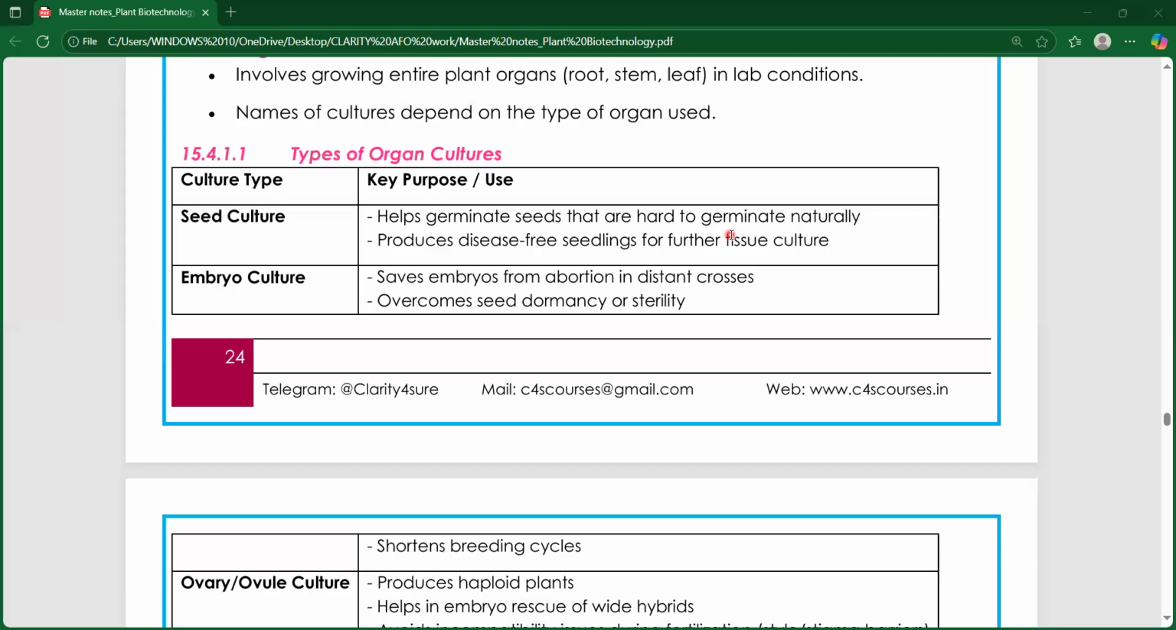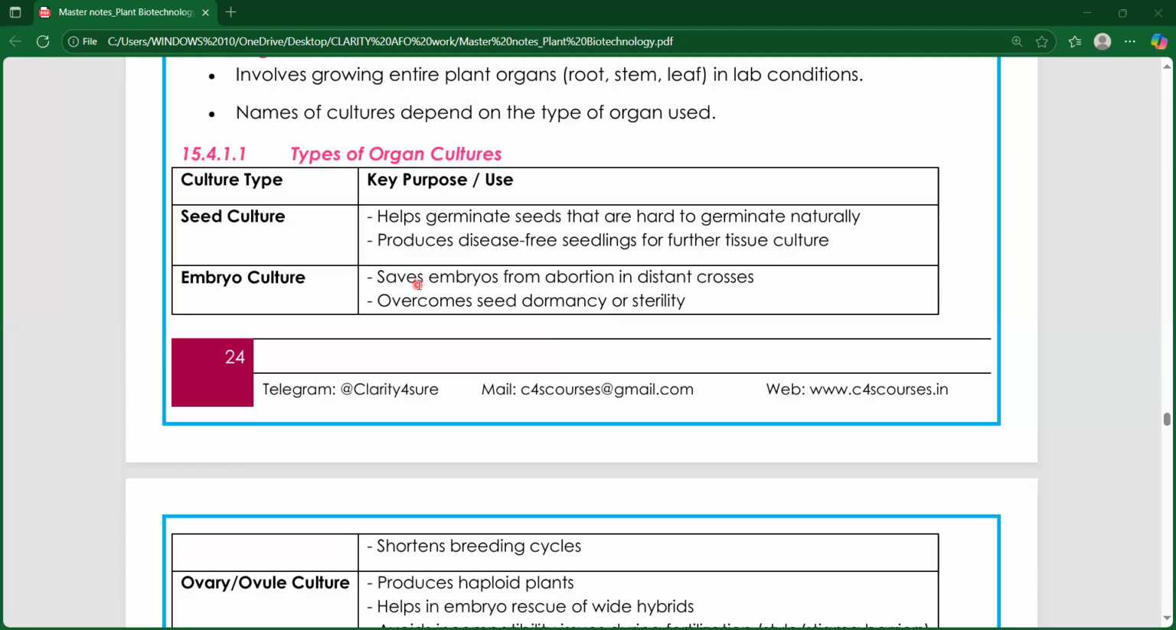Now हम देखते हैं अब एम्ब्रियो कल्चर के बारे में सो एम्ब्रियो कल्चर involves isolating and culturing the embryo from a developing seed on a nutrient medium. Generally the liquid medium is used for the culture of the embryo here. Okay. And why is this culture very helpful? Because it can help in overcoming the embryo abortion caused by incompatibility barriers during the hybridization process. Okay, so in this way the embryo culture can be used.